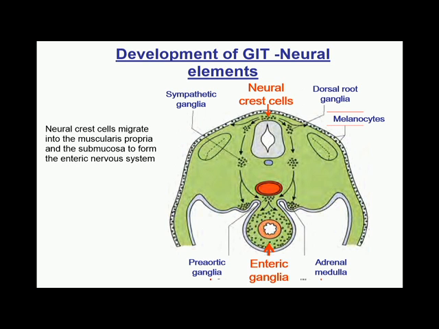Okay? So some of the neural crest cells migrate into the GIT and give rise to the enteric nervous system, and some of the others terminate in front of the aorta in relation to the three main arteries of the abdomen: celiac, superior mesenteric, and inferior mesenteric, forming the celiac, superior mesenteric, and inferior mesenteric ganglia or plexus.